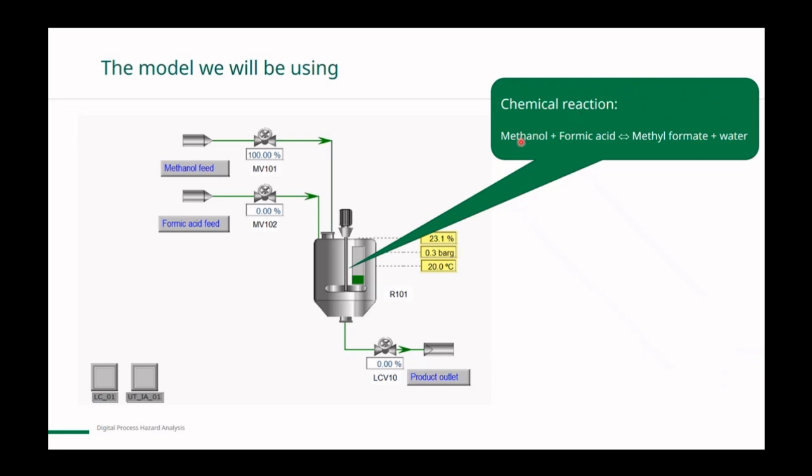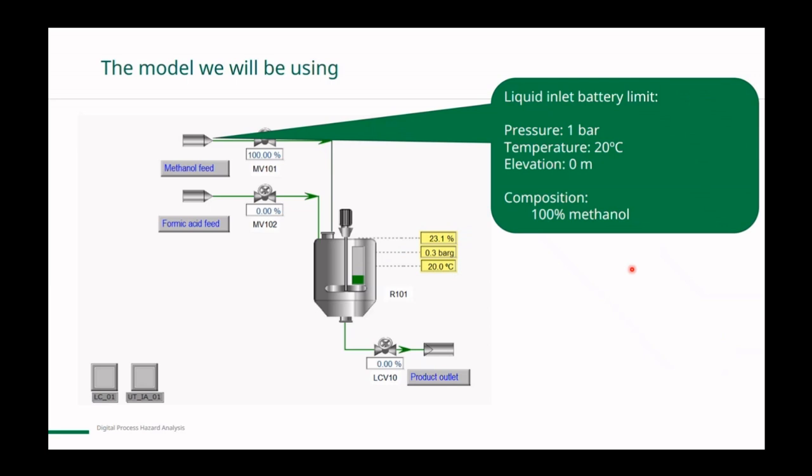The chemical reaction that takes place in this reactor is the following. You mix methanol and formic acid and you get methyl formate and water. That's an exothermic reaction, so we will observe some temperature increase.